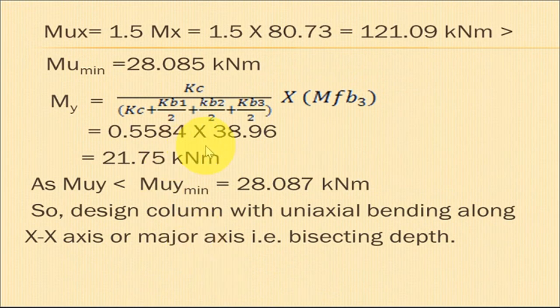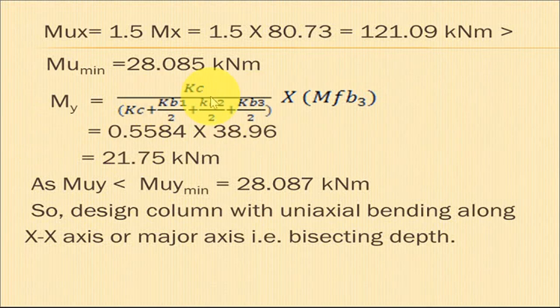Similarly we can find out the My. Here it is observed that Mux is equal to 1.5 times Mx, that is equal to 121.09, and Mu minimum, that is Ex minimum multiplied by Pu, which is 28.085. So Mux is equal to 121.09.